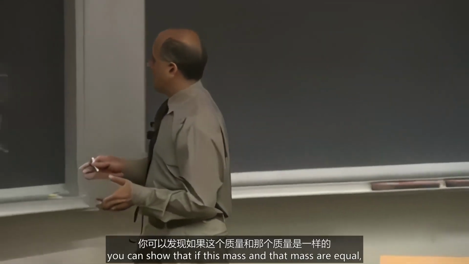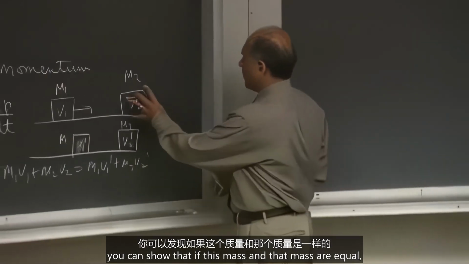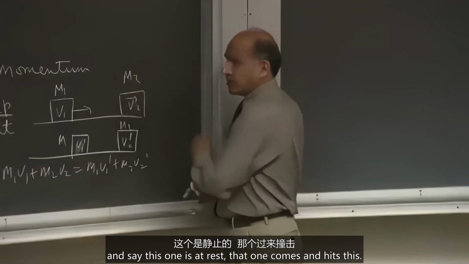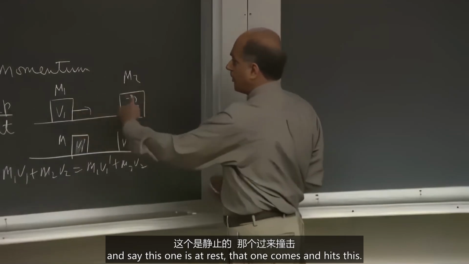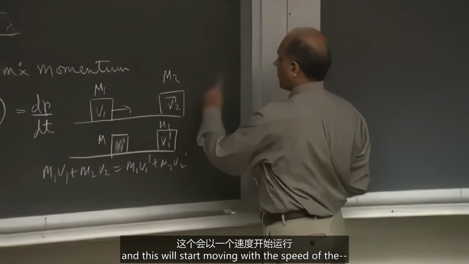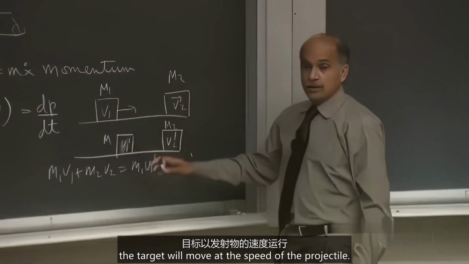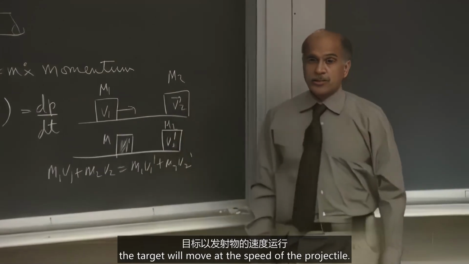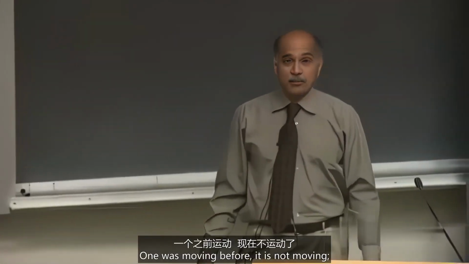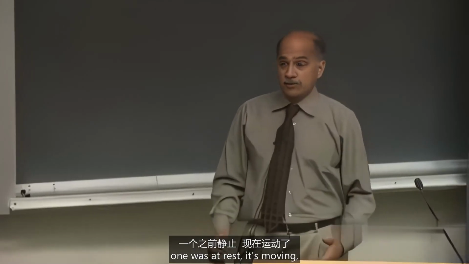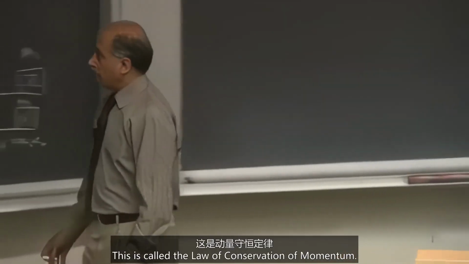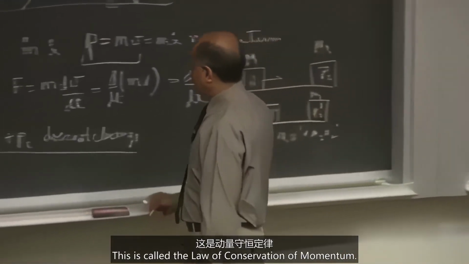Here's a simple example. You can show that if this mass and that mass are equal, and say this one is at rest, that one comes and hits this, you can show under certain conditions, this one will come to rest and this will start moving with the speed of the projectile. So momenta of individual objects have changed. One was moving before, it's not moving. One was at rest, it's moving. But when you add up the total, it doesn't change. And this is called the law of conservation of momentum.